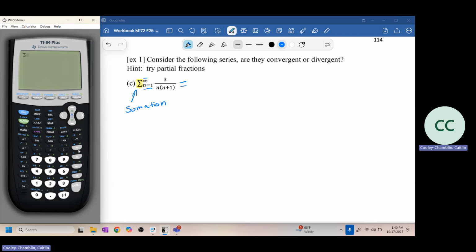Oh, sorry. I don't know why I'm plugging in 3. 3 divided by 1 times 1 plus 1. So I'm going to plug in 1 for n. Change this to a fraction, and I get 3/2. And then I'm going to add in, and then I've done n equals 1. Now I need to go to n equals 2. So we have 3 divided by 2 times 2 plus 1.